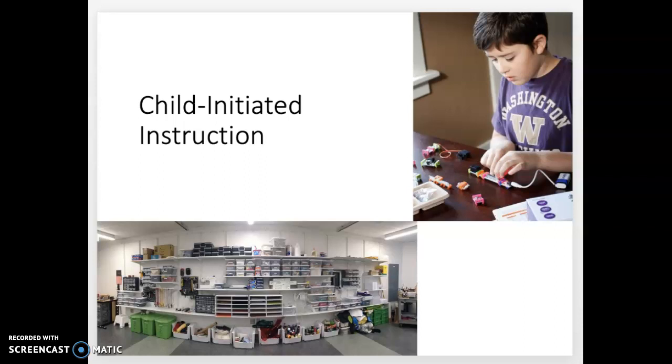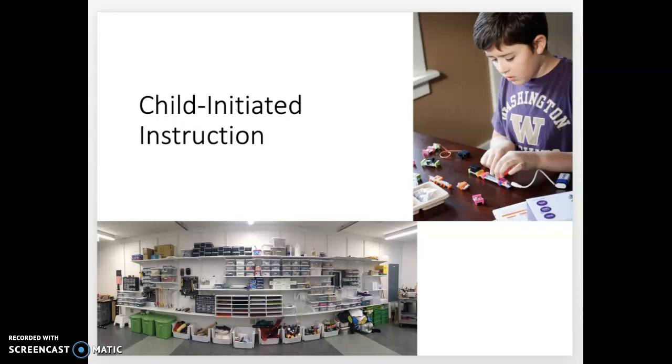At the bottom, the picture, because it looks like it's a fisheye lens, is actually a makerspace. We're starting to see makerspaces in almost all of our schools, whether it's in the library or the science lab or somewhere in the school. And it can look very different from one context to the other. But a makerspace is an ideal spot for child-initiated instruction, where children have choice and build their own learning.